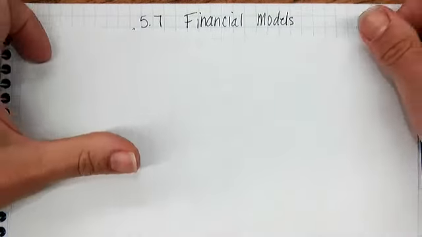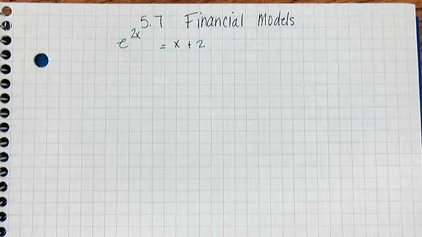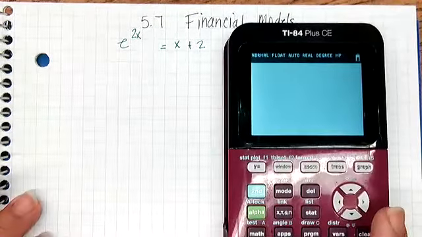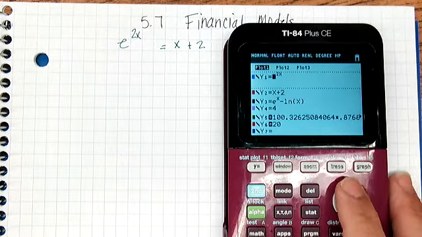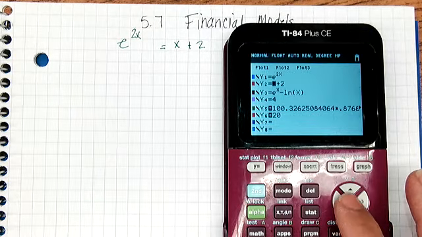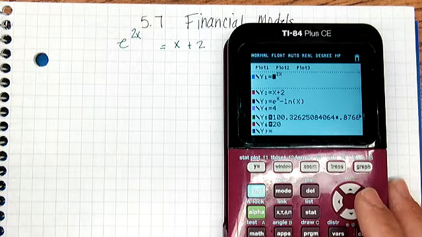Okay, so before I get into financial models, the first thing I want to do is look at a problem such as e to the 2x equals x plus 2. And this is a problem that I'm going to solve using my calculator. So I'm going to go to my y equals, and I happen to have my plot on, so I'm going to turn my plot off from previous problems that I was doing. And you'll see that I have e to the 2x already in my calculator.